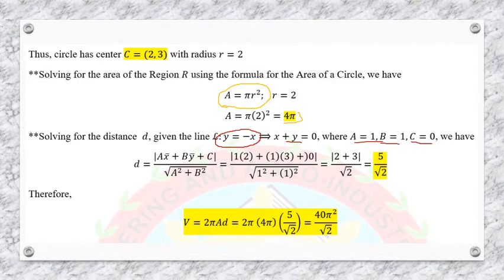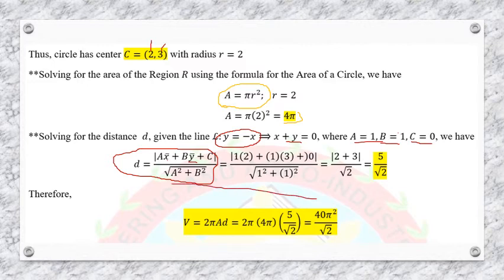And then substituting to the formula of the distance of a line, we have the absolute value of a x bar plus b y bar plus c over the square root of a squared plus b squared. So, ang a natin is 1. Ang x bar natin class is yan yung center na nakuha natin. And then b is 1 galing dito. And then 3, yan yung y bar. That is the center also. And then c is equal to 0. Okay, and then 2 plus 3 is 5, absolute value, over square root of 2.